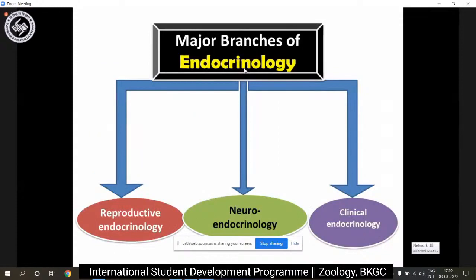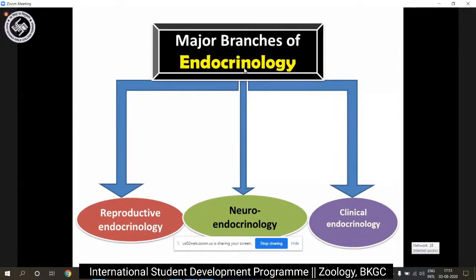Now, just coming to what we can do after going through these endocrinological studies. We can categorize the studies in endocrinology into three major branches. There can be several subgroups, but for a very basic orientation I have divided this into three. The main aspects are reproductive endocrinology, neuroendocrinology, or clinical endocrinology.